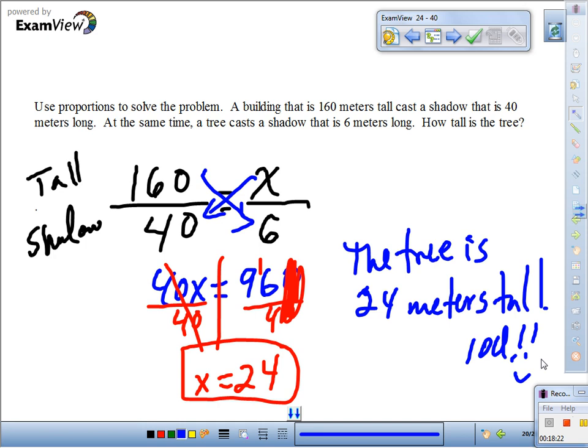Hands if you got that. Okay. Hands if you used a proportion. Good. Once again, if you're not using the proportion, I'm going to dock you points. Just letting you know. Go to number 25.